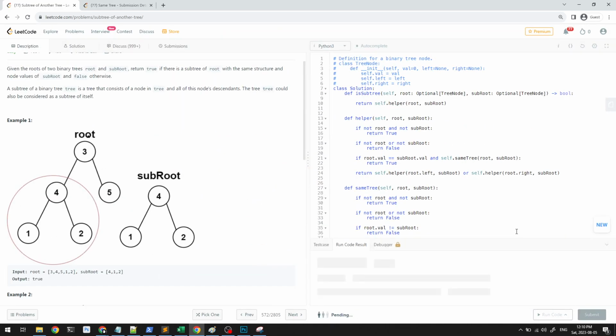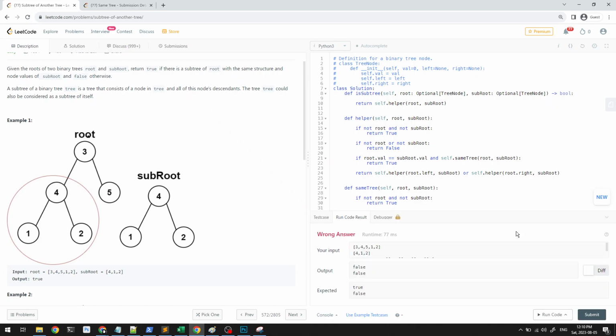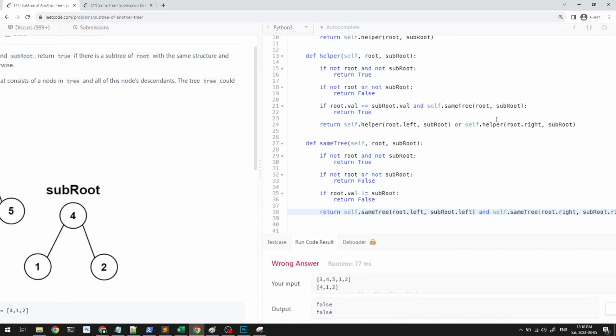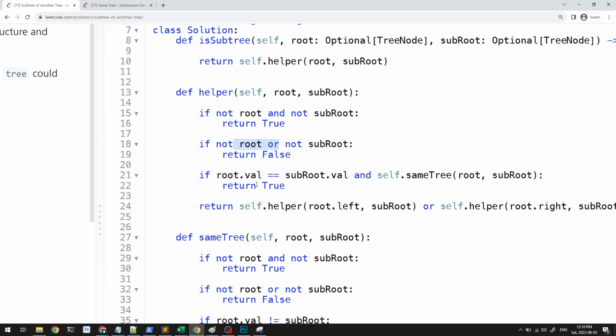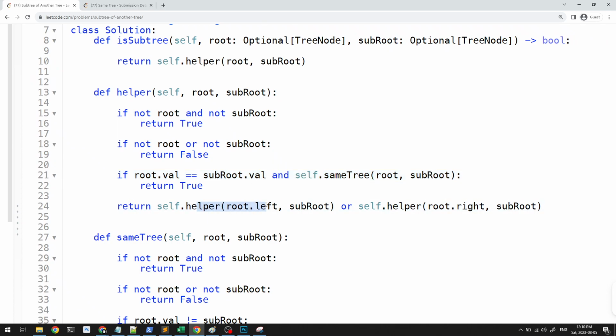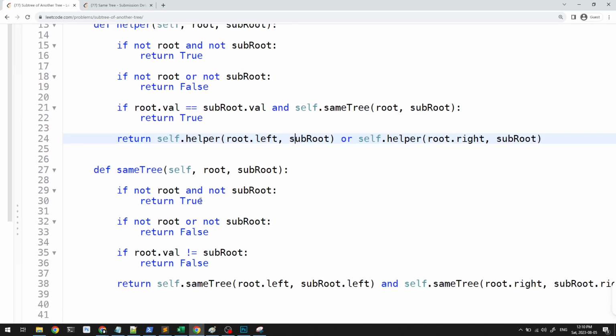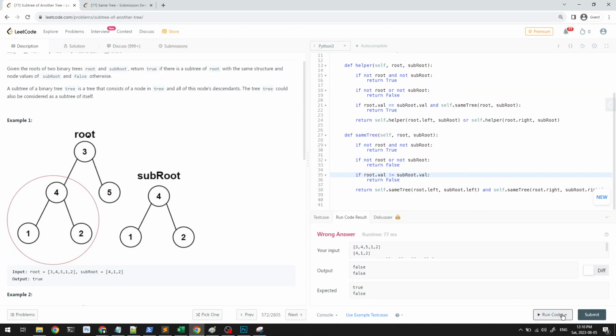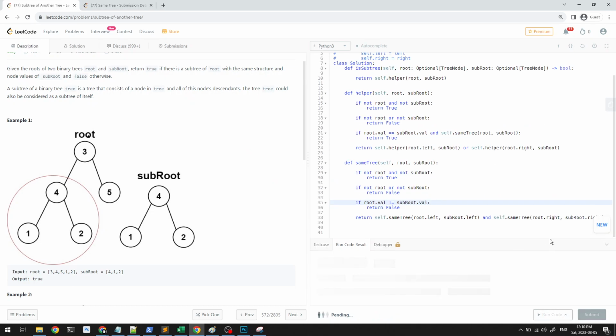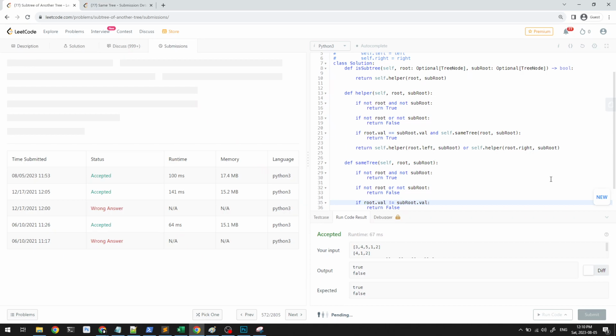So now let's go ahead and run the code, run our test cases. Okay, and we arrive at false. So let me see where I messed up here. So if not root and not subroot, that's correct. This is also correct, dot val and same tree. Okay, so here, root, subroot. So that's also correct. And then root.left, subroot, root.right, subroot. So maybe I messed up in the same tree somewhere. So if not root and not subroot, then this is true. If not root or not subroot, this is false. If root.val does not equal subroot.val, that is my problem. Let's go ahead and run our sample test cases again. They pass. Let's go ahead and submit.